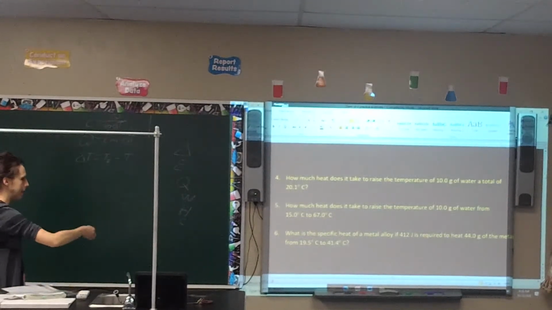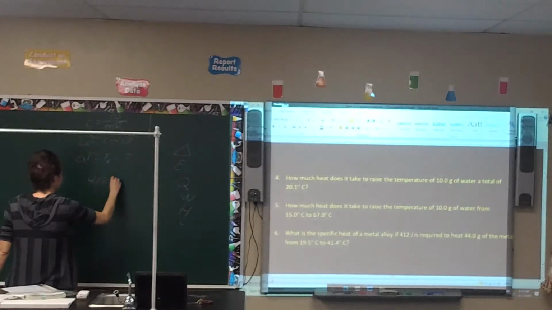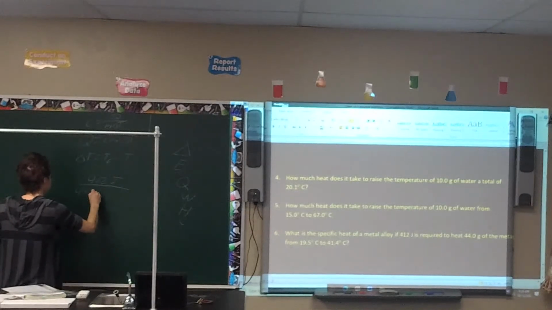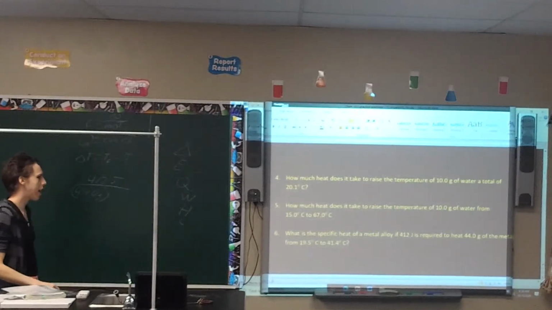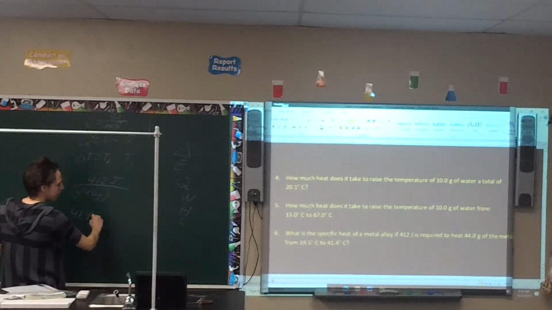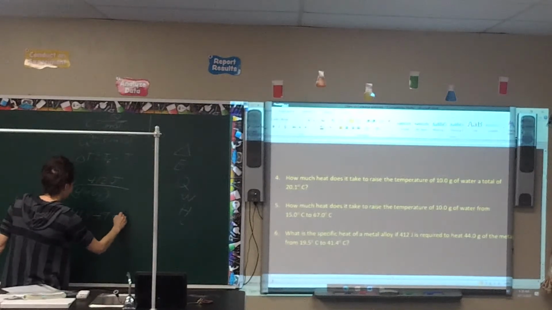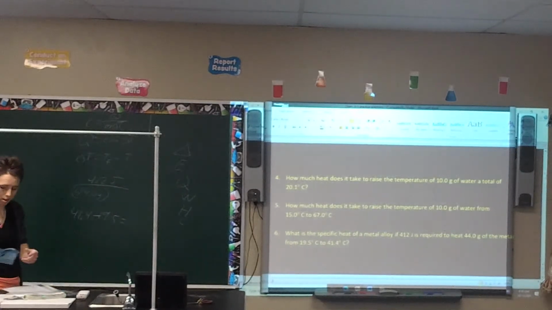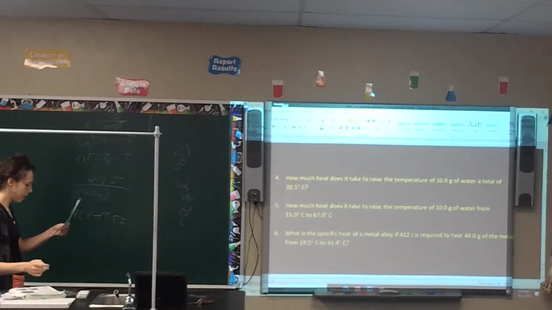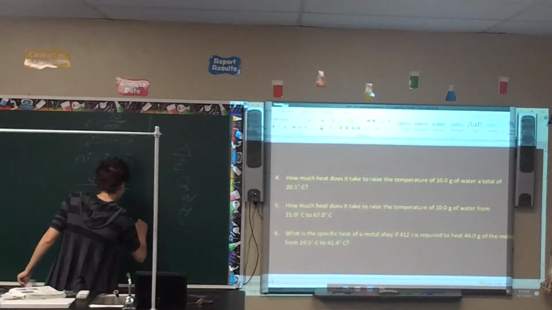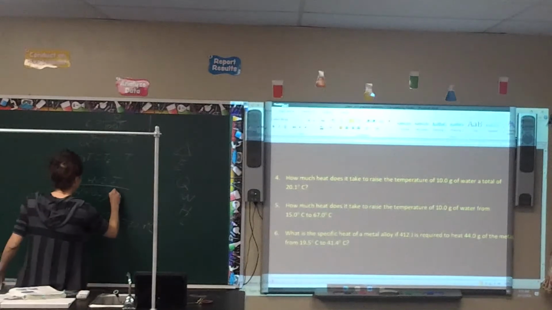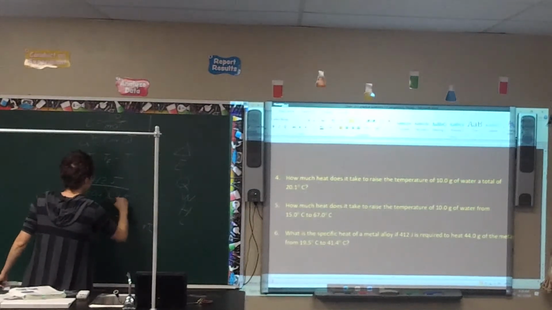So what is heat? The heat is 412 joules divided by the mass. The mass is 44.0 grams. For the temperature change, it's final minus initial. So it's 41.4 minus 19.5 degrees Celsius. What's my temperature change? It's 21.9 degrees Celsius. I don't think you can see that because of the bar, so I'll write it over here: 21.9 degrees Celsius.